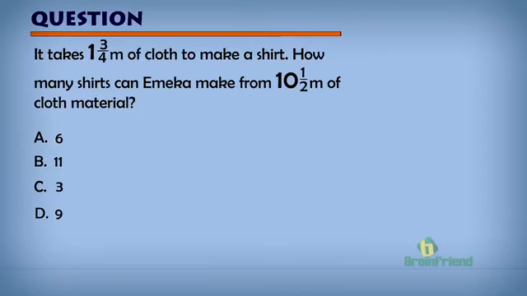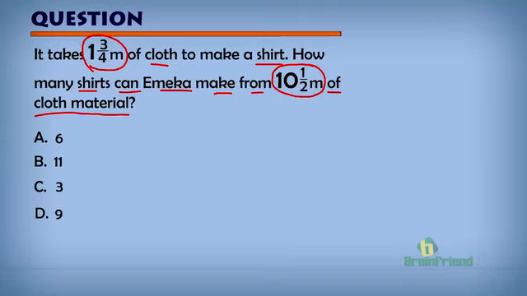And so we've learned so much today. To test ourselves further, we're going to do 2 quick questions just to see how far we have learned. 1. If it takes 1 whole number 3 over 4 meter of cloth to make a shirt, how many shirts can a maker make from 10 whole number 1 over 2 meter of cloth material? All right, from all that we have learned, we can think on these questions and simply solve them. Let's see if we can find out what they are asking.